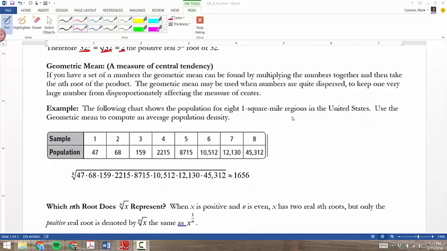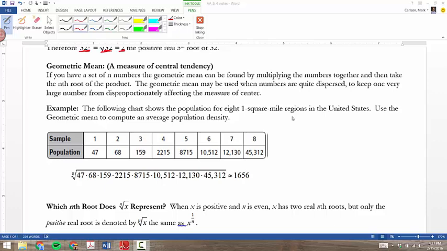One application that we have for radical notation is what we call the geometric mean. Now you're familiar with the mean, which is just the average of a set of numbers. Well, that's just one measure of what we call central tendency. We have several other ones, some that you're familiar with, some that you're not. This is kind of a new one to you, though. A geometric mean is the following.